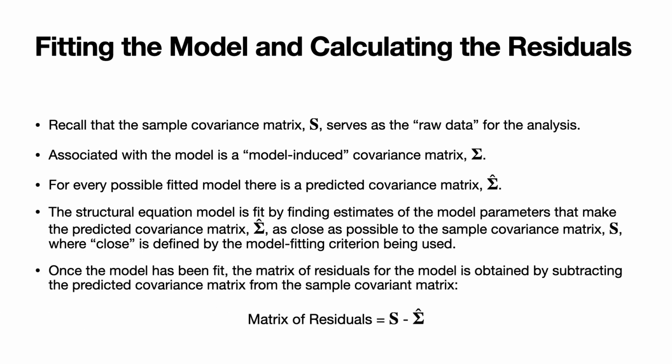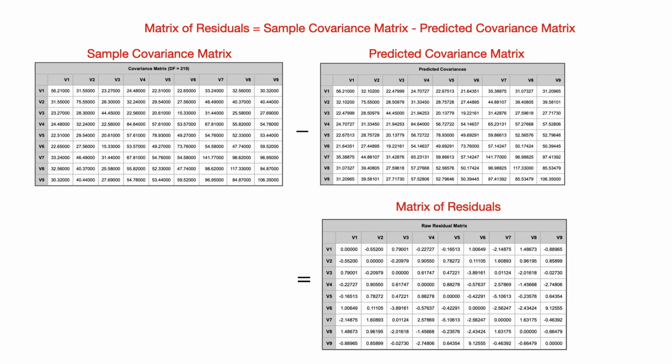Once the model has been fit, the matrix of residuals for the model is obtained by subtracting the predicted covariance matrix from the observed sample covariance matrix. So the matrix of residuals is equal to S minus sigma hat. So here is a visual demonstration of this calculation. In the upper left, we have the observed sample covariance matrix. From that, we subtract the model predicted covariance matrix, and the result of that subtraction is the matrix of residuals.